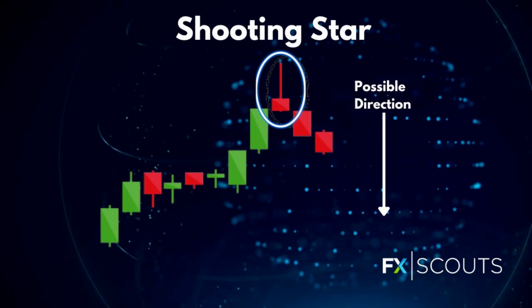Then the shooting star is similar to the hammer, but it occurs after an uptrend and has a long upper wick, and it suggests that buyers have pushed the price up, but that sellers have overpowered them, indicating a potential bearish reversal. There are ways to identify these patterns using your trading platform.